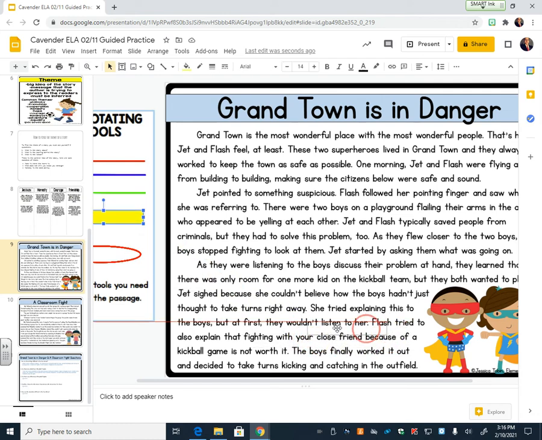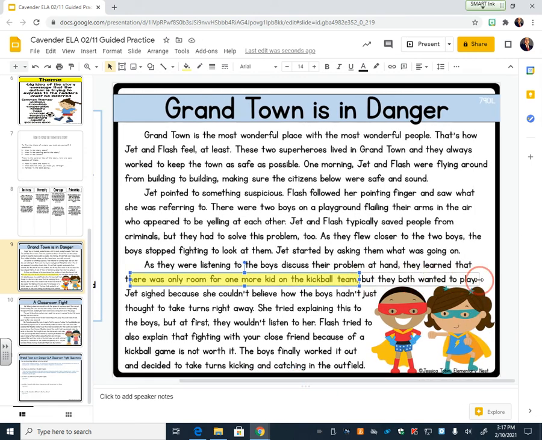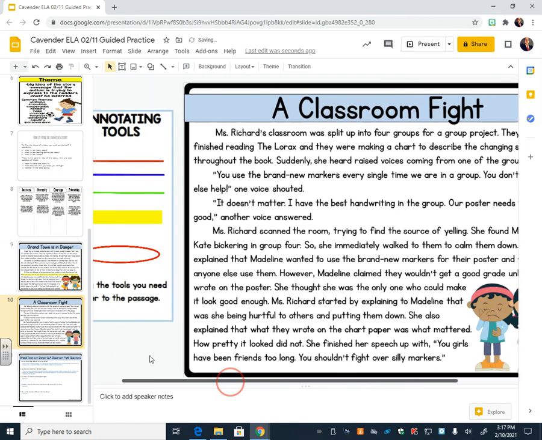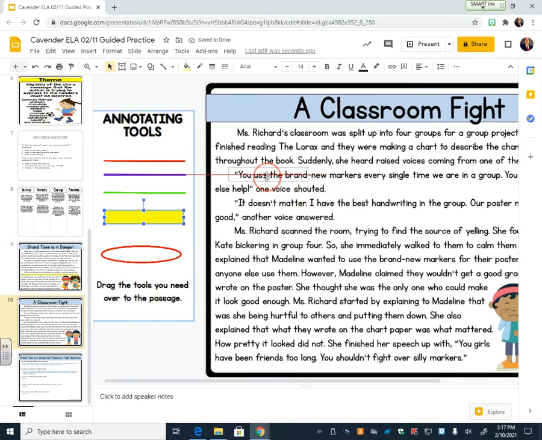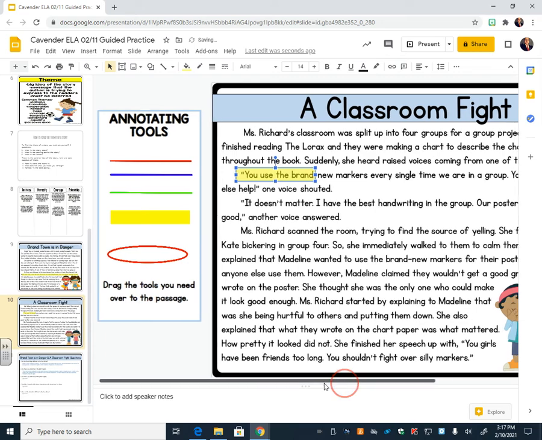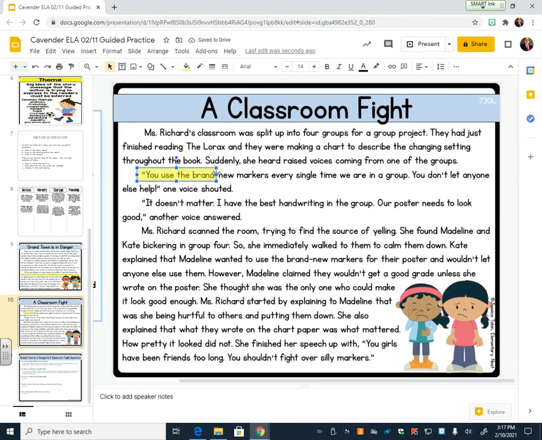Well, if I go back and highlight, we know that there's only one extra spot on the kickball team right here. But they both wanted to play. And if we go to A Classroom Fight, we know that Madeline is not letting anyone else write on the paper. She wants to do it all by herself because she said, my handwriting is the nicest. Yours sucks.